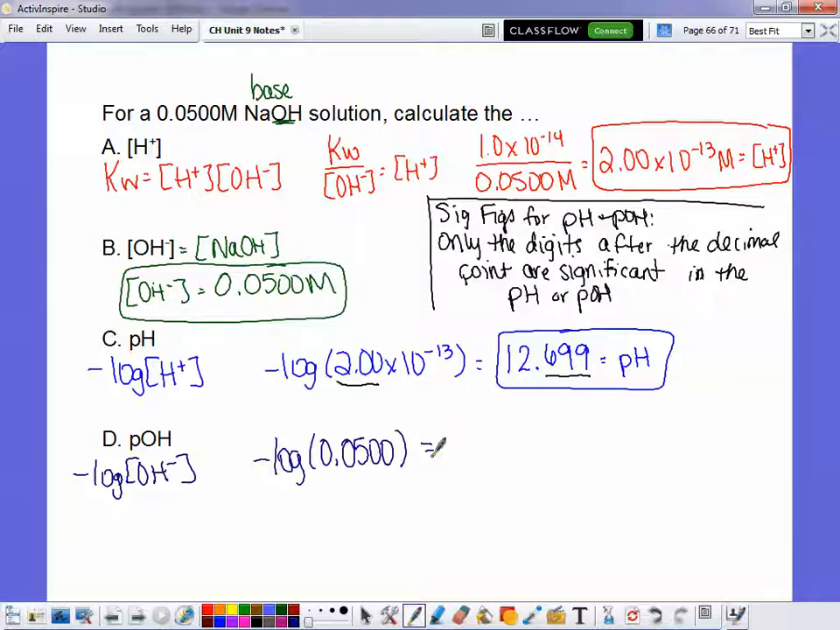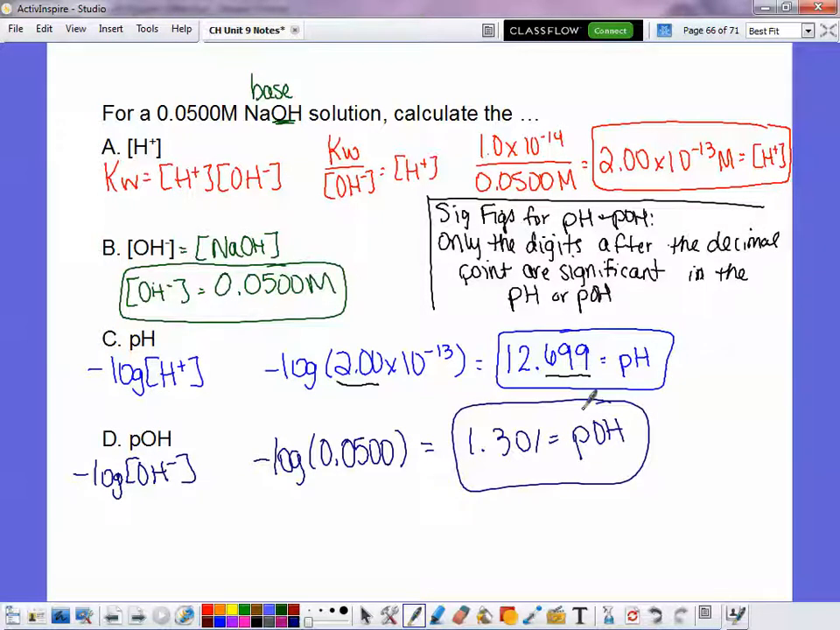So what is negative log of 0.05? 1.301, right? Not 1.30, not just 1.3, but 1.301. I know that looks like 4 sig figs, but it's only 3 because we only count what's after the decimal point. And that's my pOH.